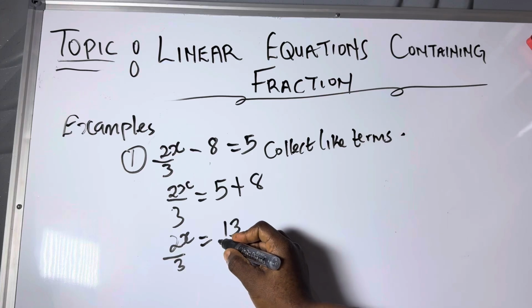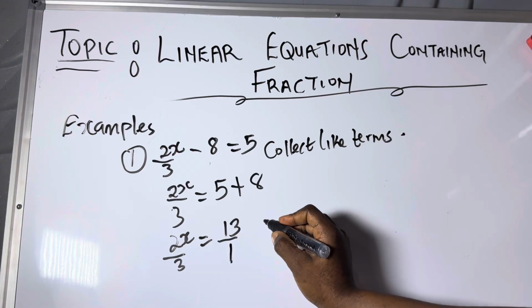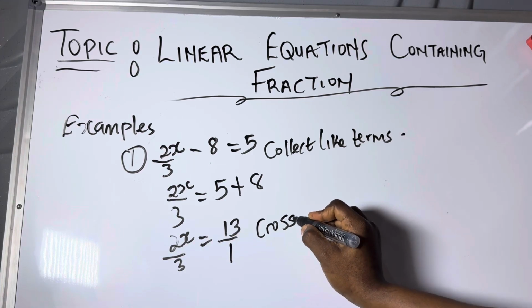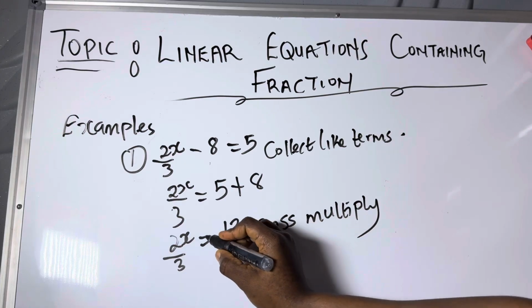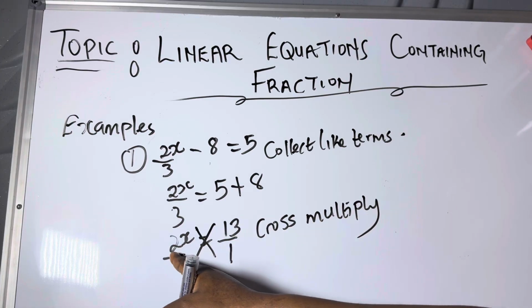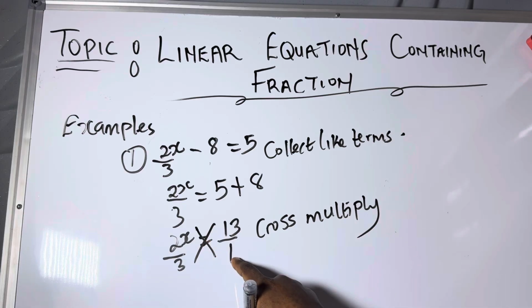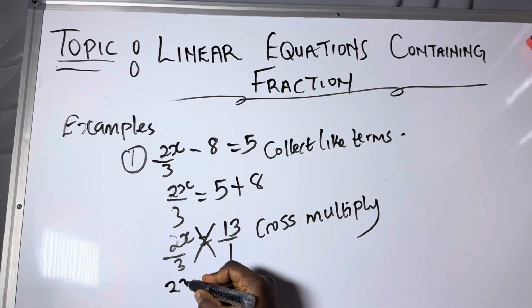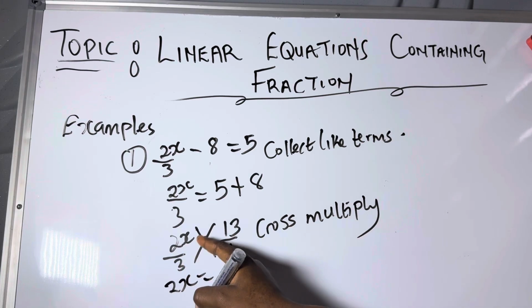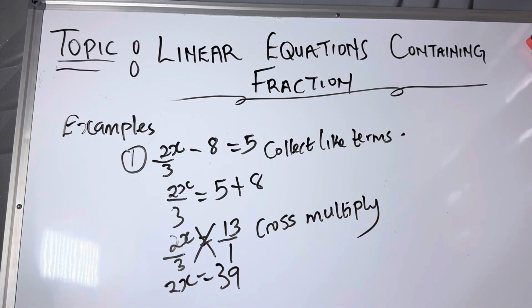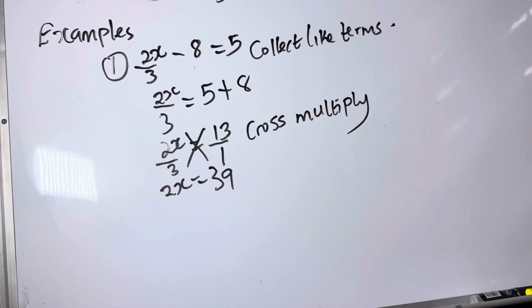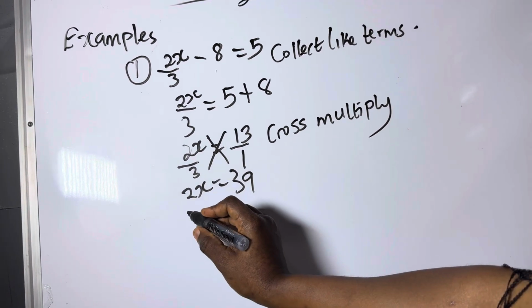So after then, you cross multiply, by saying 2x multiplied by 1, which is 2x, equals 3 times 13, 39. The next step is to divide both sides by 2.